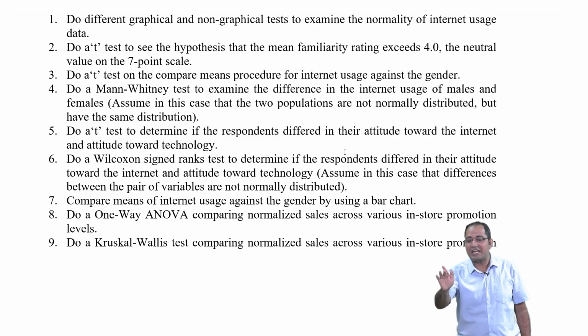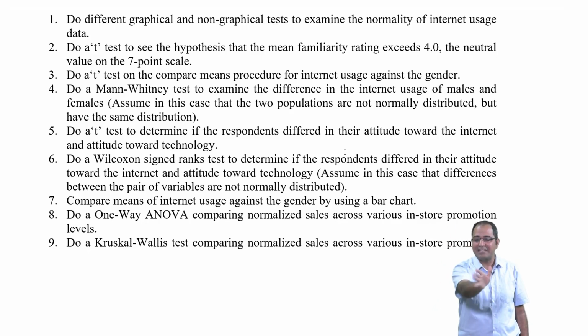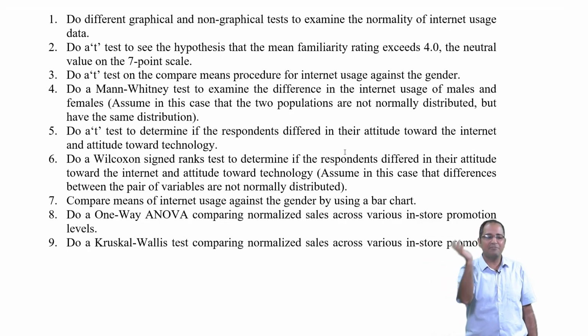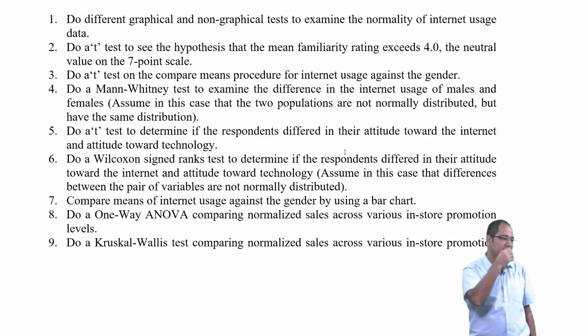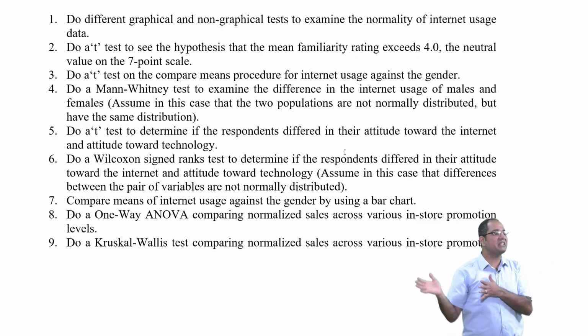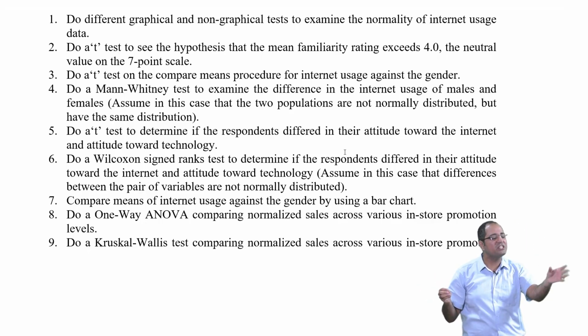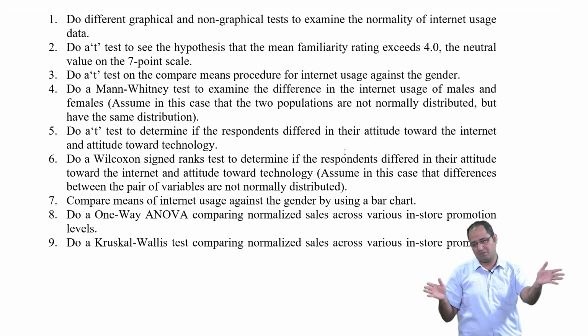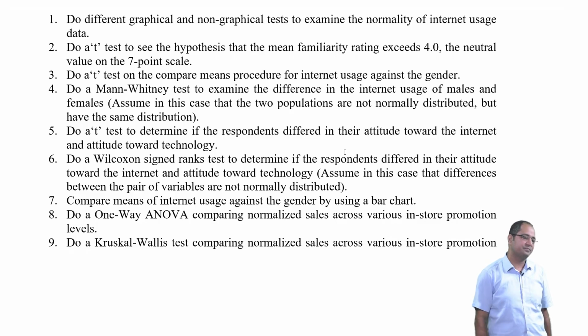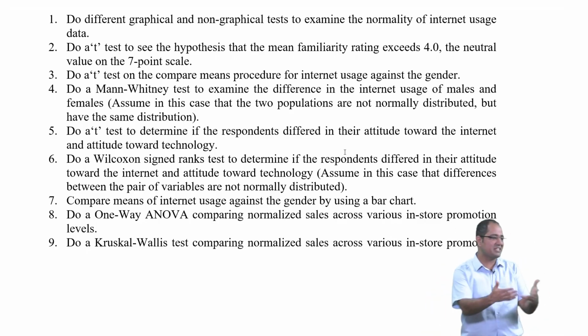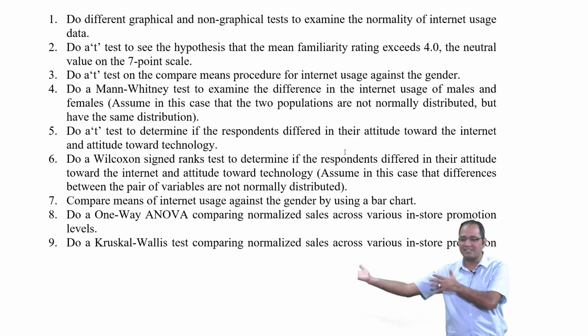If the sample size is less than 30, then we need to worry, because the sampling distribution will also not be normal, and then we need to worry about the population distribution of the data. If the sample size is greater than 30, even when the population is not normally distributed, we don't worry, because the sampling distribution will be close to normal and we could do all these tests. Most of the statistical tests we will be able to do when the sample size is greater than 30.